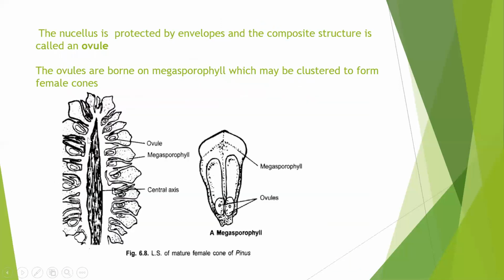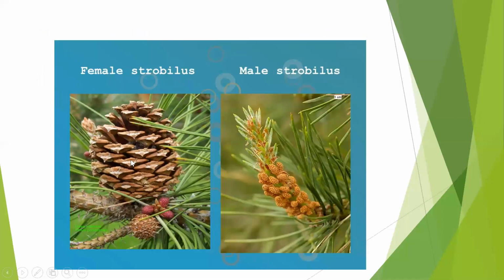Now, here is the female strobilus. If you see these, this is the megasporophyll, and at the base of the megasporophyll, it contains ovules. See this, this is the megasporophyll, which is woody, brownish in color. These two are the ovules. If we go back over here, these are leaves, these are megasporophylls. Yes, it is thick, it is woody. And at the base of these megasporophylls, ovules are present.